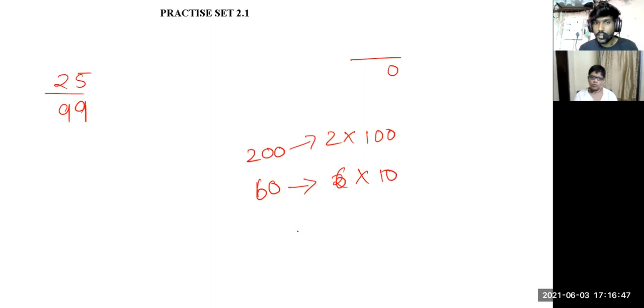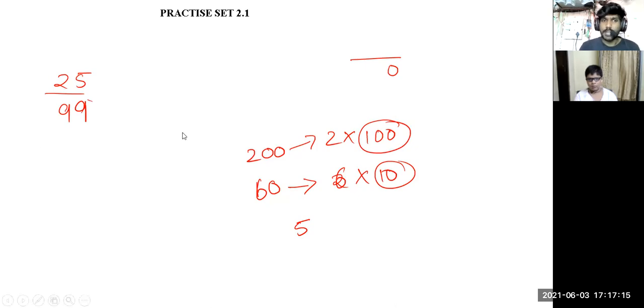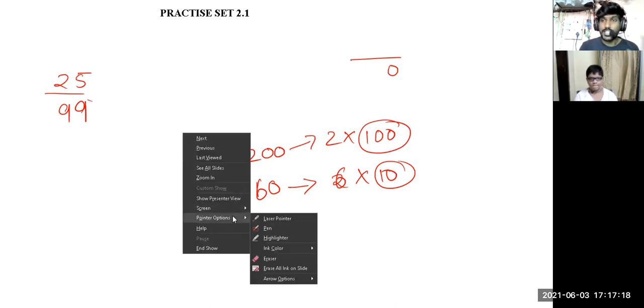Also, if your denominator is 5 or a multiple of 5, listen carefully, I'm saying denominator, not the numerator, you can multiply it with some number to make it a multiple of 10, that is, 10, 100, 1000 and so on. But in this case, it is 99. Can you think of any number that multiplying with 99 gives a multiple of 10, 100 and so on? Or is it even possible?